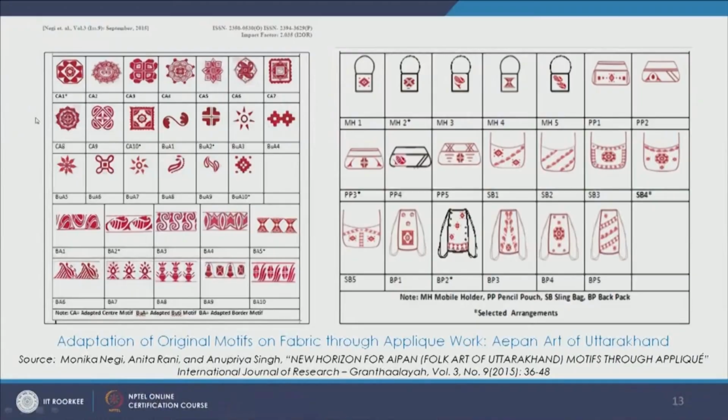So if we see this particular example, this is where the original motifs of apron have been adapted and they are applied on fabrics through different techniques like applique. So here we see certain motifs that have been identified, and then they are applied on these bags and apparels, and there is this direct application through adaptation, through different expressions. That's another way of continuity and taking this craft to another domain.